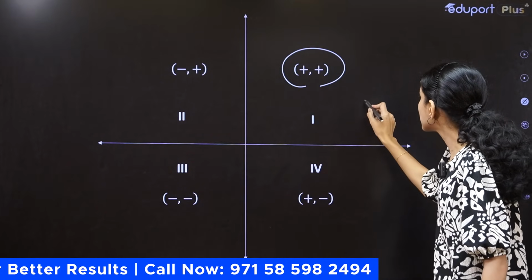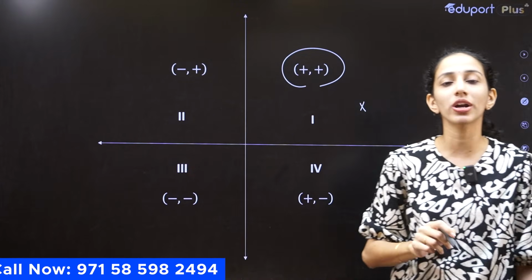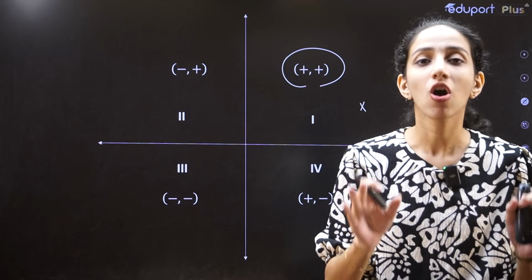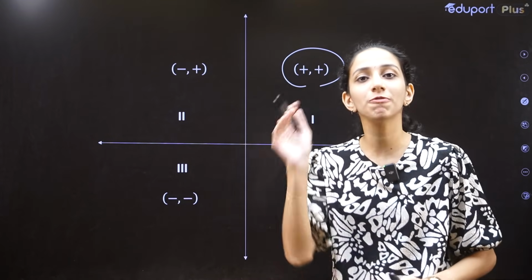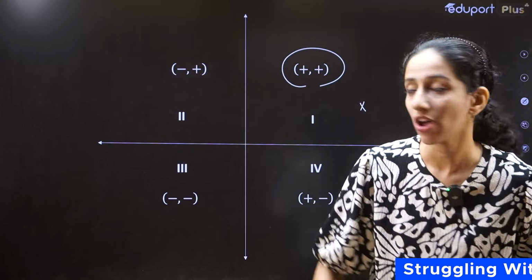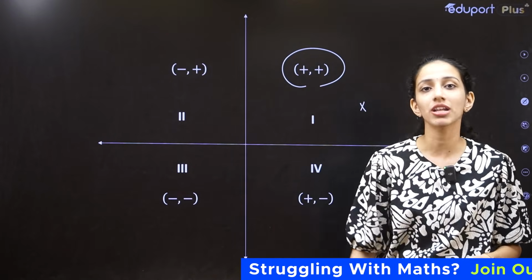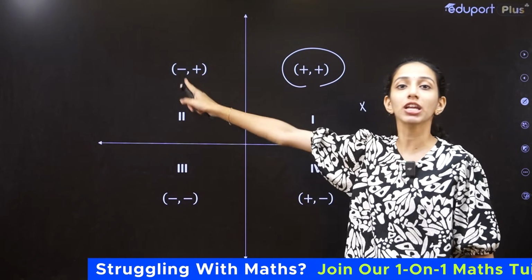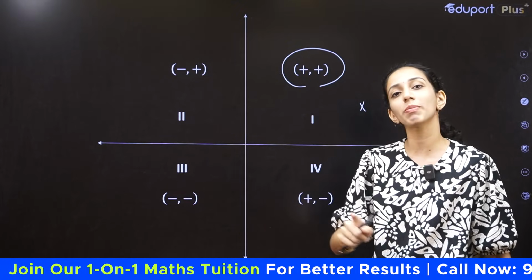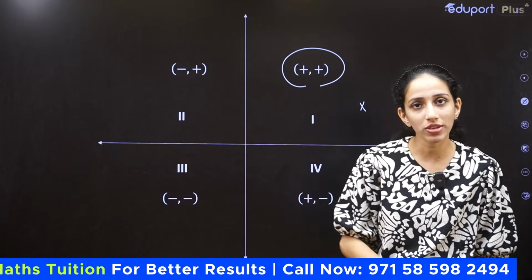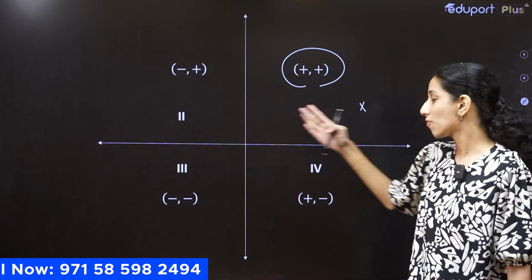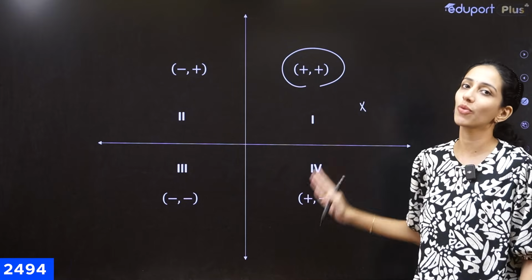That is, if we consider any point in the first quadrant, the x coordinate and y coordinate will both be positive. Then what about the second quadrant? If we consider any point in the second quadrant, then the first coordinate, that is the x coordinate, will be negative and the y coordinate will be positive. Similarly, in the third quadrant both are negative. In the fourth quadrant, x will be positive and y will be negative.